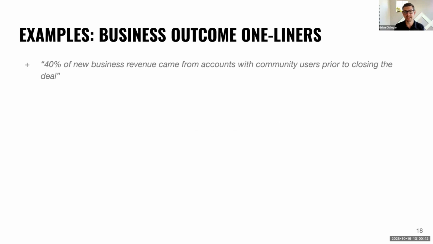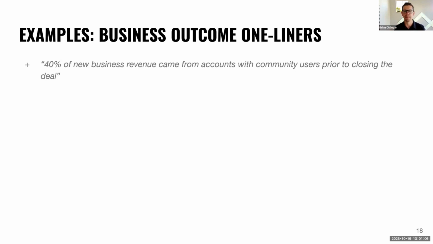So 40% of new business revenue came from customer accounts with community users prior to closing the deal. So what does that mean? It means that we have opened our community to prospects. We are pointing them to it during the sales cycle, and they are getting some sort of value. They're signing up for an account. They're taking some of our academy lessons.